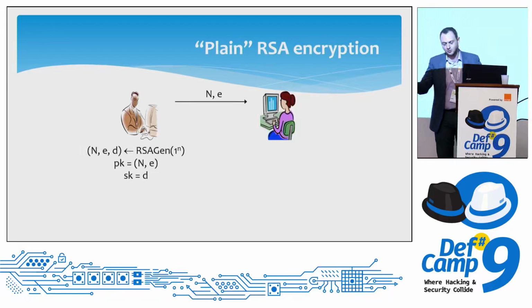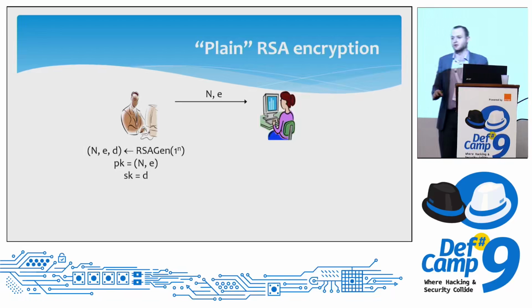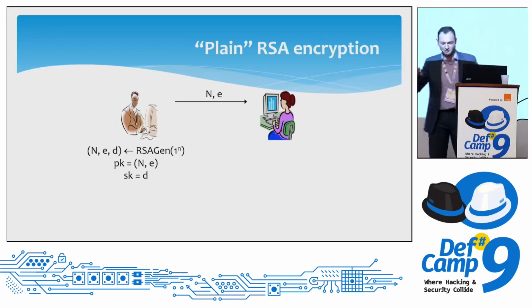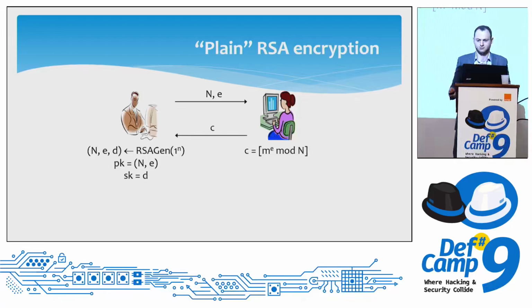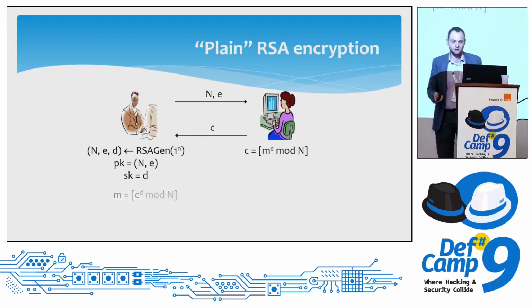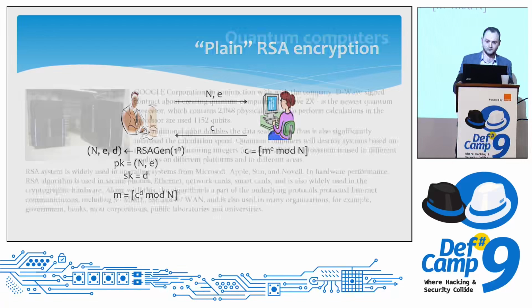And the most obvious example of a public key crypto system is RSA. That is our problem today, and we will talk about it. It's used almost in all products. So how does it work? We have three numbers, N, E, and D. The public key is N and E, and our secret key is D. Alice has the public key, she encrypts the message and sends it to Bob, and Bob, using his private key, the secret key D, decrypts the message. Okay, that's the idea.